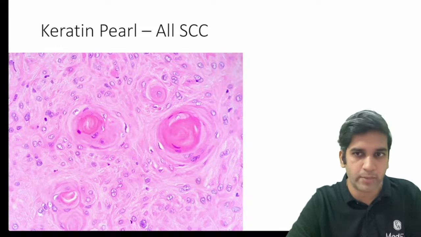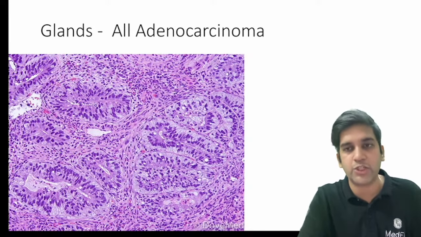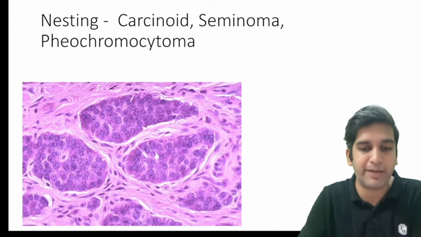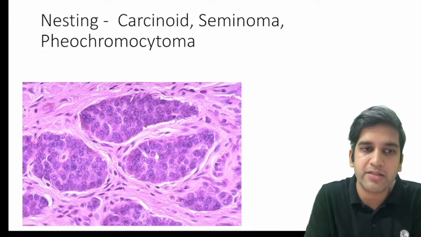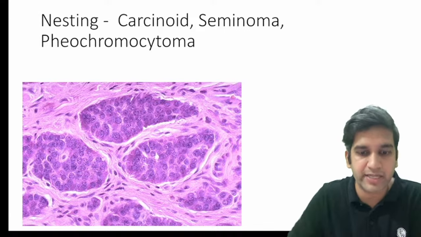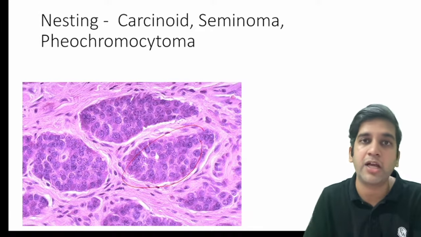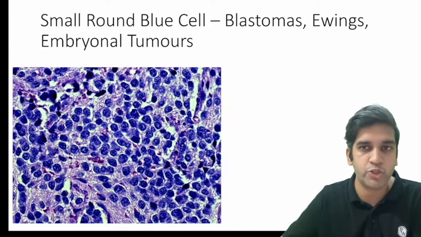Few microscopic patterns, at least the important patterns which have been asked in recent times. Keratin pearls, every squamous cell carcinoma. If you see a gland, you think of an adenocarcinoma. That's how you look for a gland. Okay. This is your nesting pattern. If you see nesting pattern, you think of carcinoid, seminomas, pheochromocytomas, paragangliomas, right? When I have tumor cells in the form of nests, in the form of enclosed areas, I call it a nesting pattern, right? Small round blue cells, all blastemal tumors, embryonal tumors, Ewing sarcomas, right?